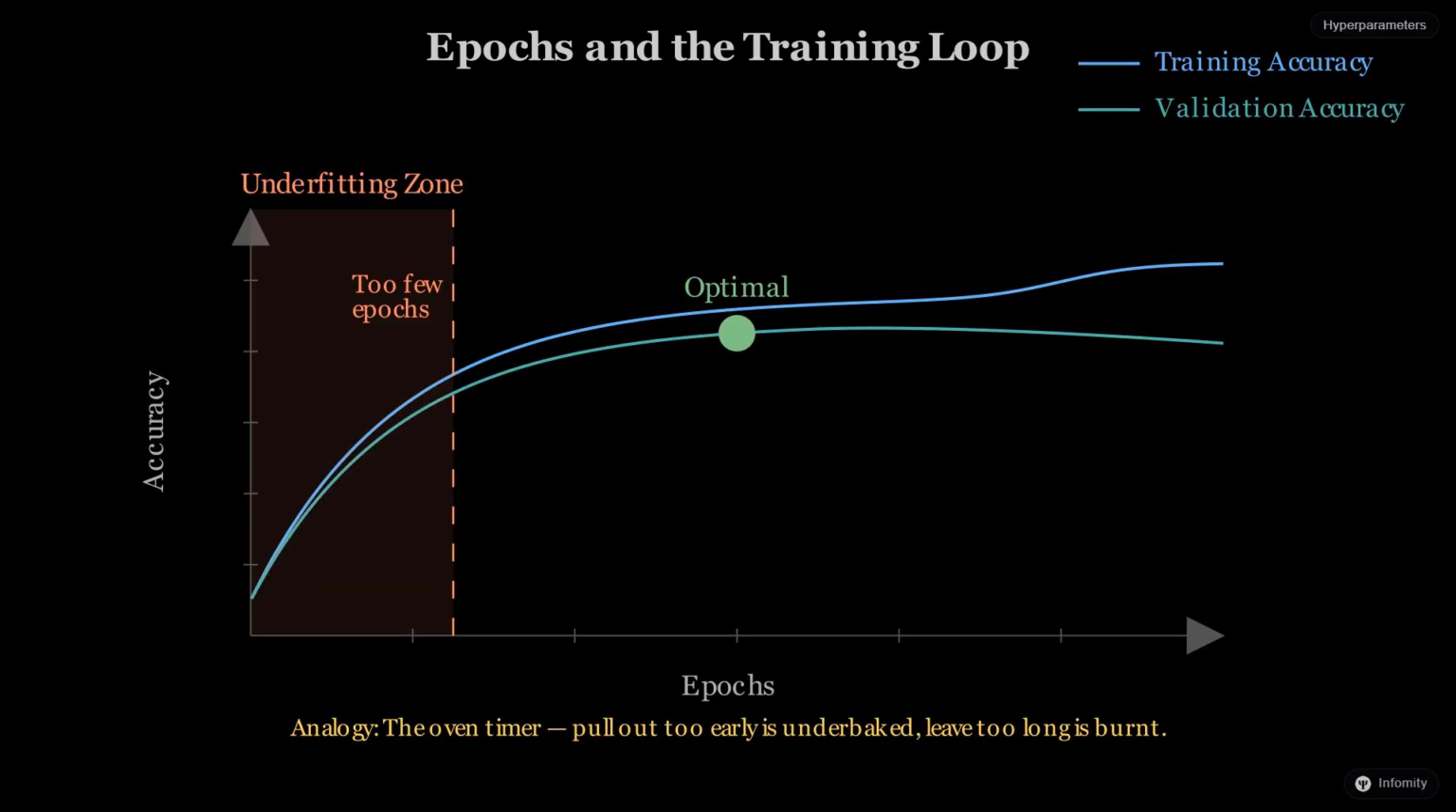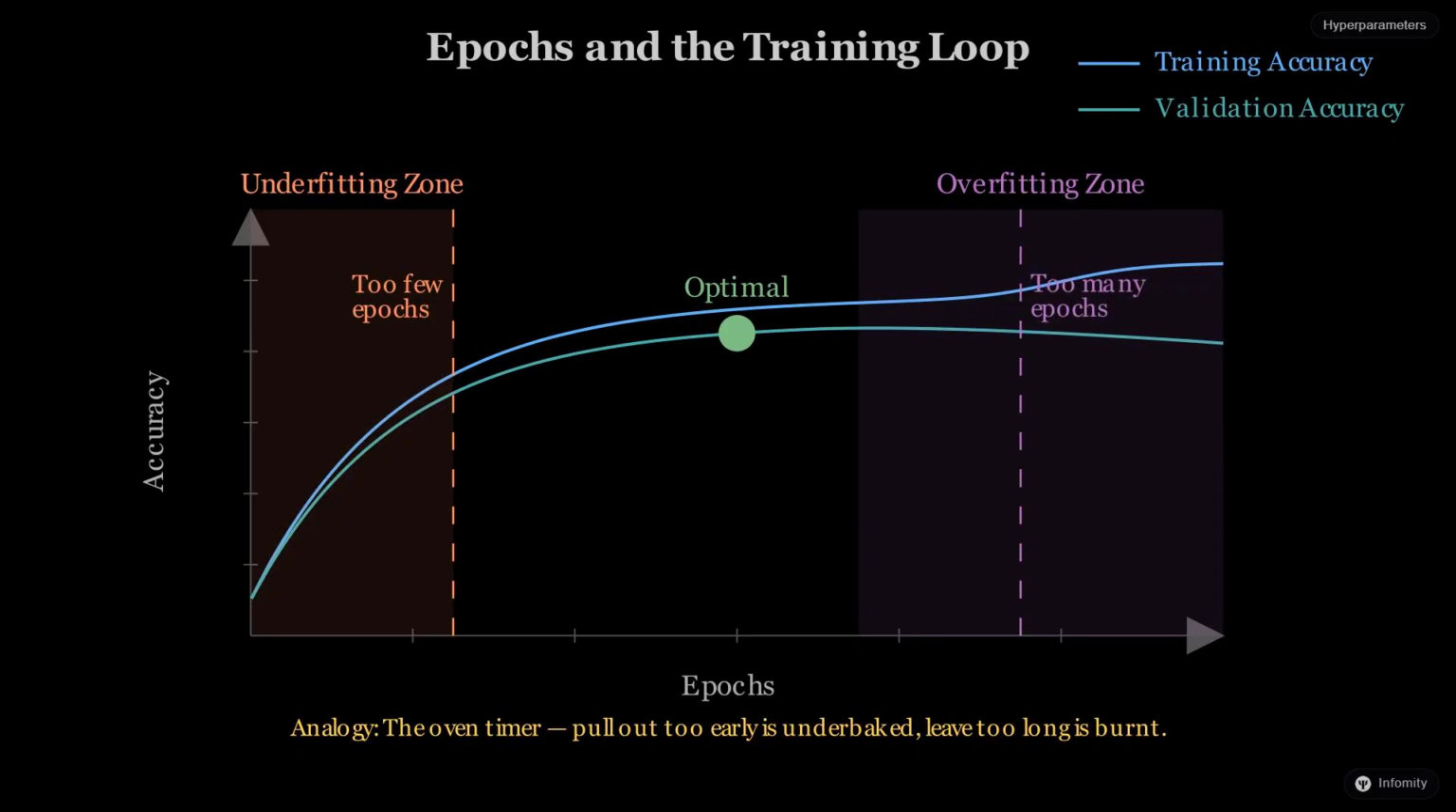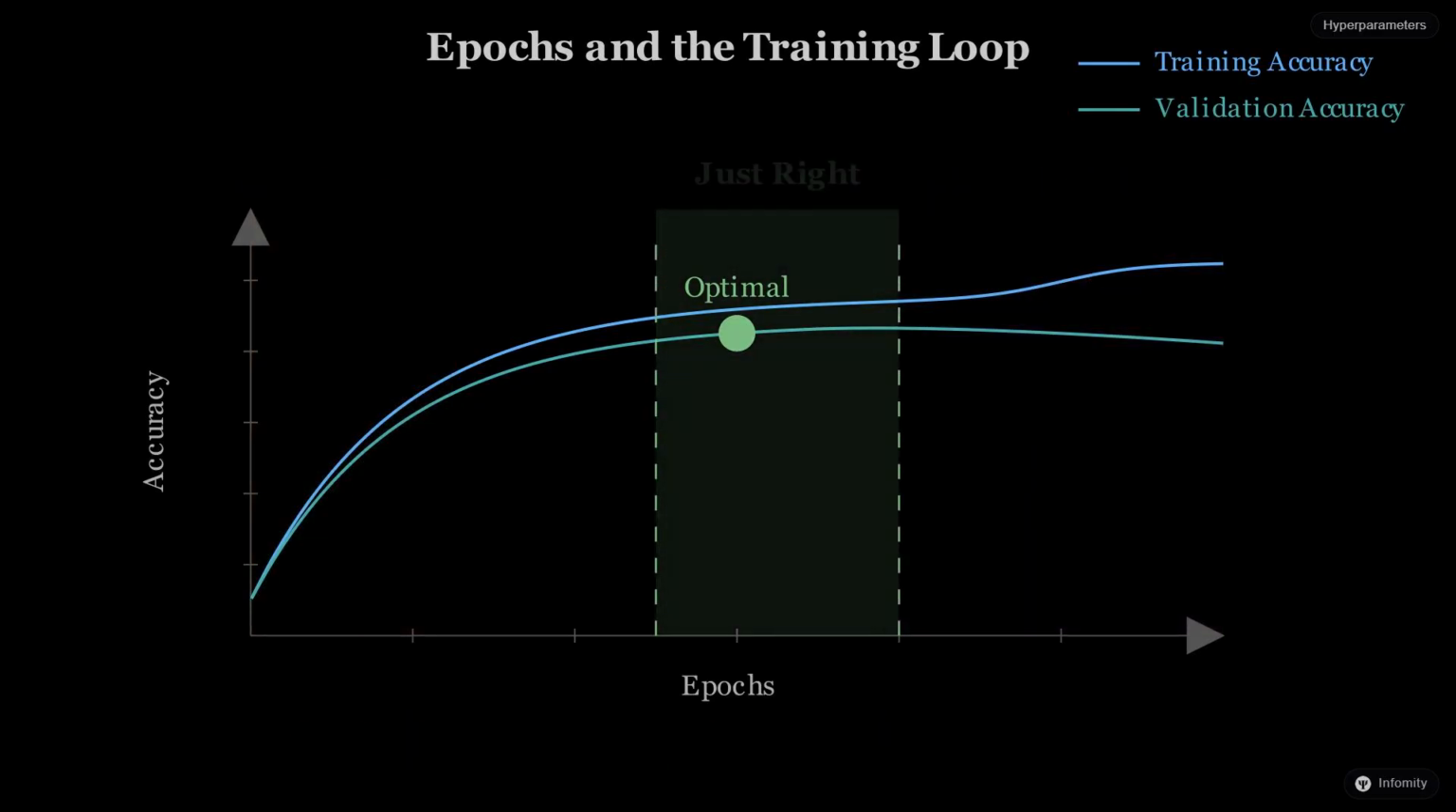However, if you leave it in for too long, the edges will burn. This is similar to overfitting, where the model learns the noise of the data instead of the patterns. We set the number of epochs to ensure the model is cooked just right, fully developed, but not overdone.